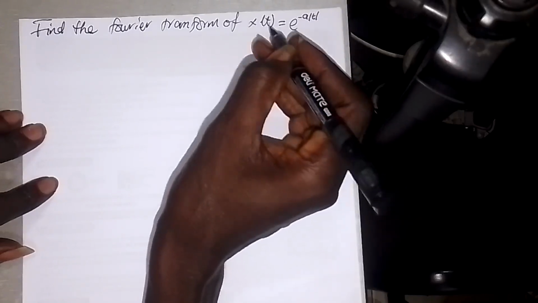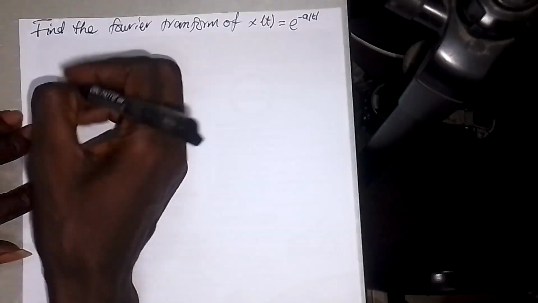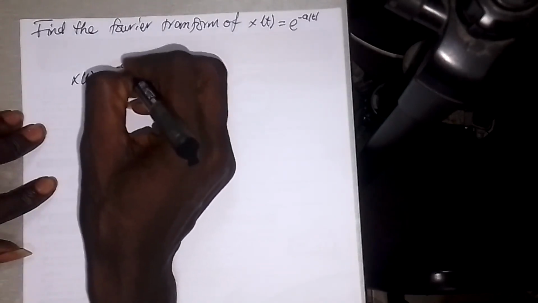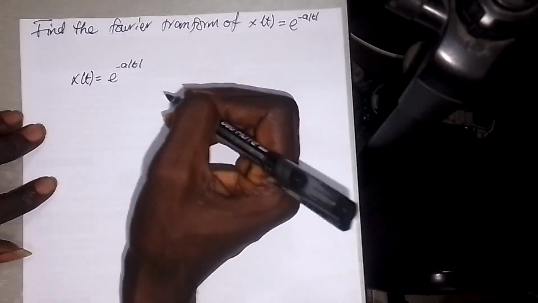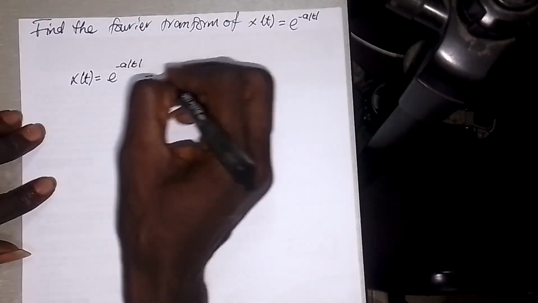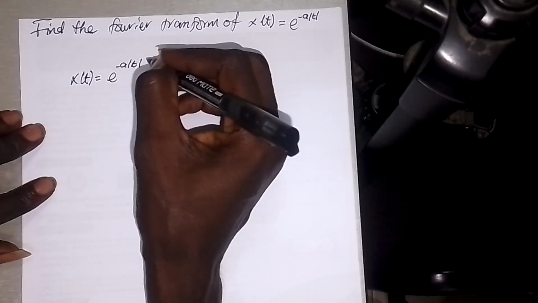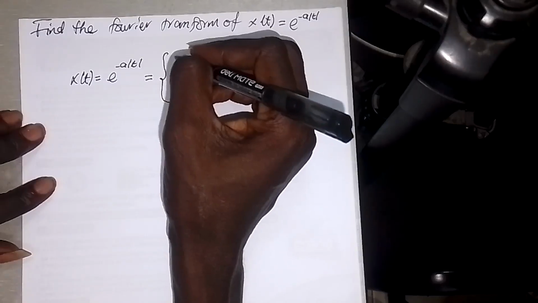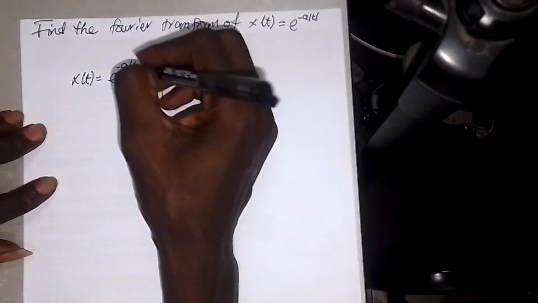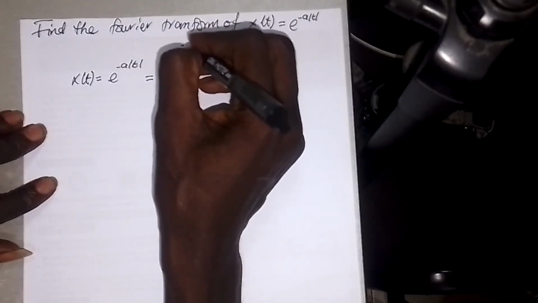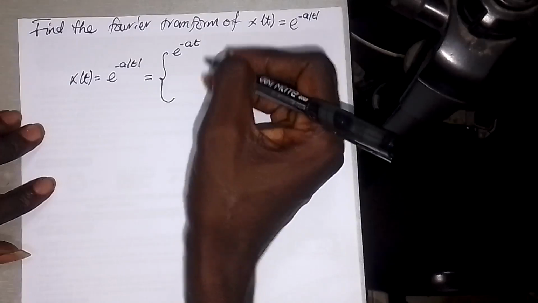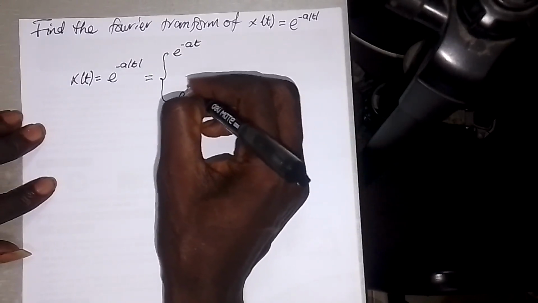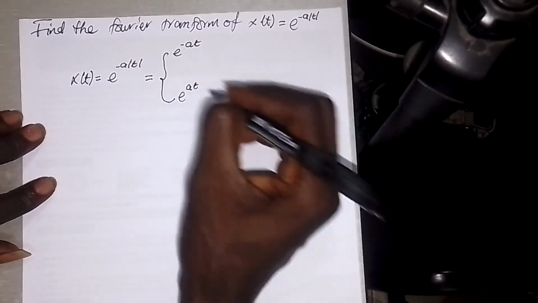Whenever we have x of t equals e exponent minus a mod t, the modulus of t, it means that t will be positive and then negative. So let's see when t is positive and when it is negative. When t is positive, we have e minus at. When t is negative, negative times negative is positive, so we have e exponent at.